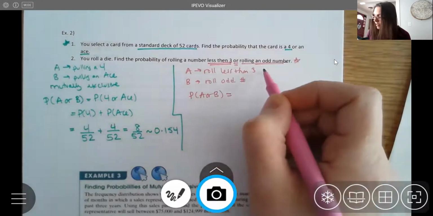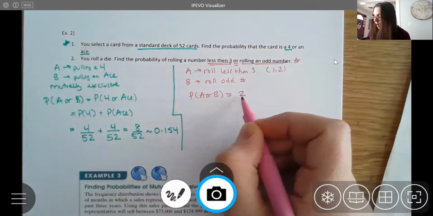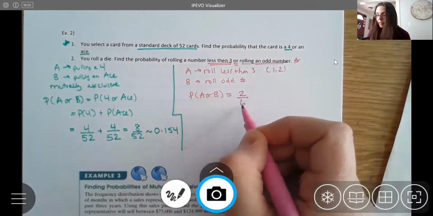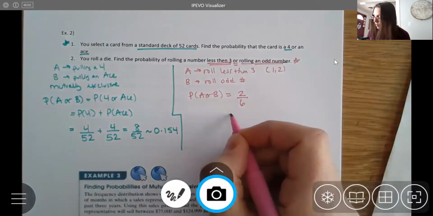Well, for numbers less than 3, you have only 1 and 2 there. So there are 2 options out of the 6 to get that number less than 3, right? You can either roll a 1 or you can roll a 2. That's the probability of A.